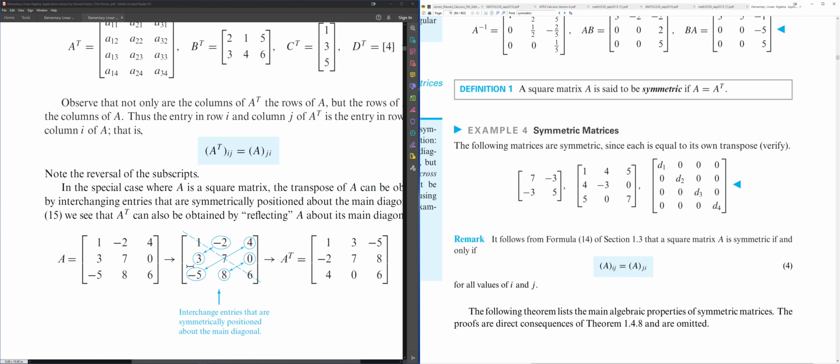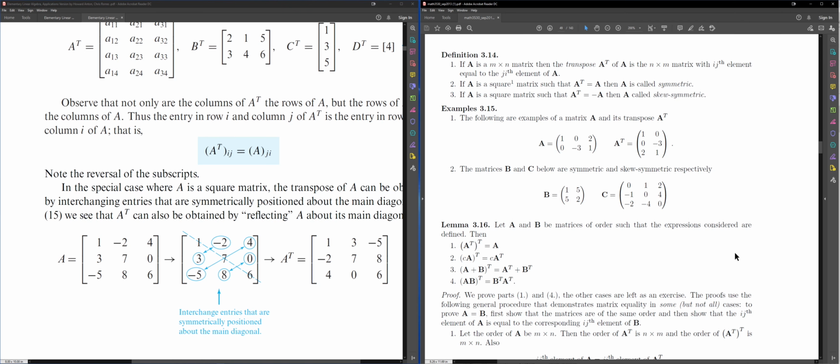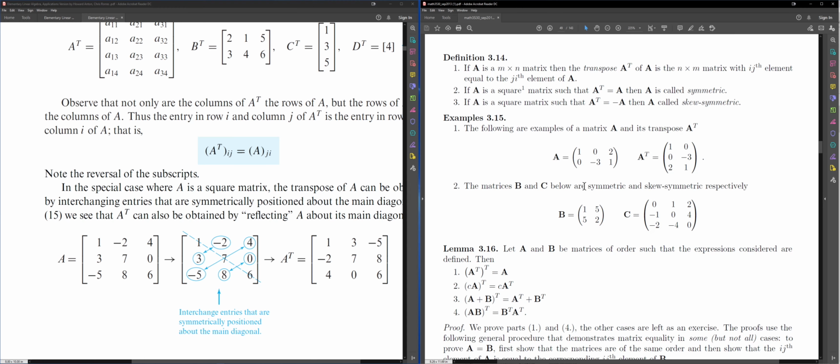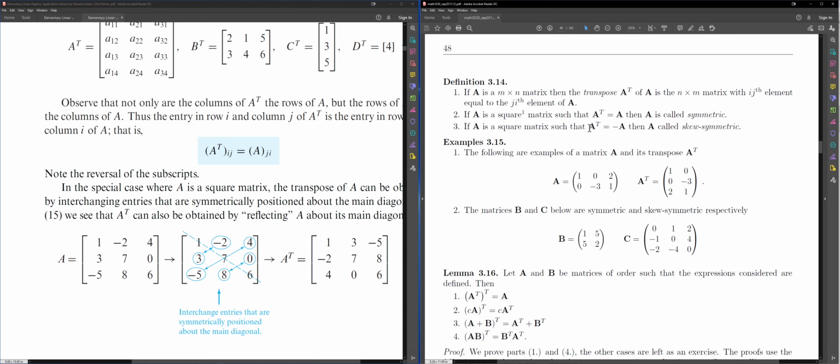All right. The next definition that we're going to have is skew symmetric. A matrix is skew symmetric if, when you take the transpose, you don't get back the original matrix, but what you get back is minus the original matrix. So for symmetric, A transpose is equal to A. For skew symmetric, A transpose is equal to minus A.